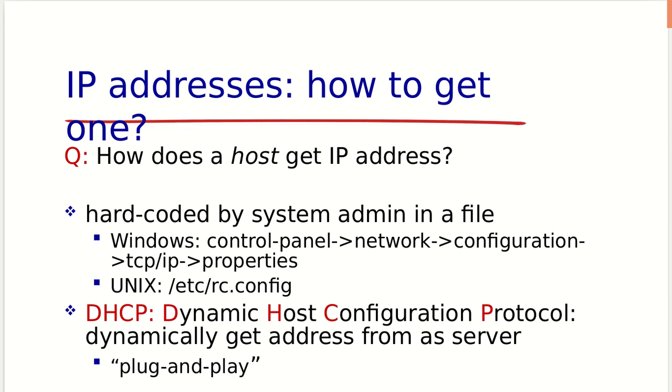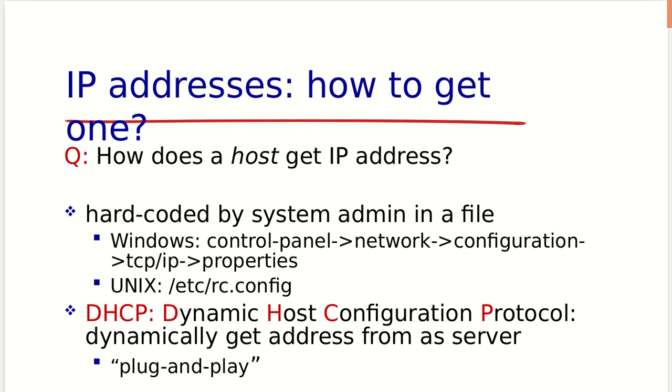So, IP addresses, how to get one? How does a host, or an end system, get an IP address? Usually this is hard coded by the system administrator in a file. In a Windows environment, you can look up control panel, network configuration, TCP/IP, and open up TCP/IP properties to view the IP address assigned to that particular interface on that end system. In Unix based systems, it is usually in the etc folder under the rc.config file. So this kind of assignment is usually hard coded.